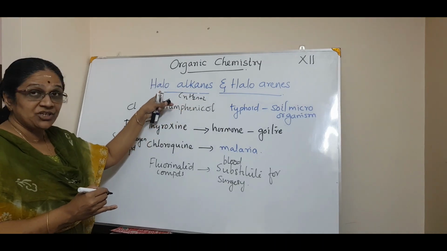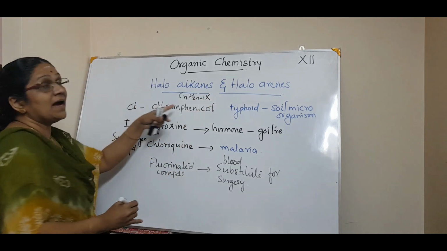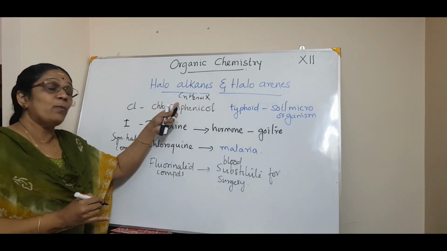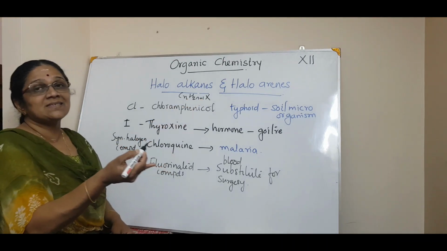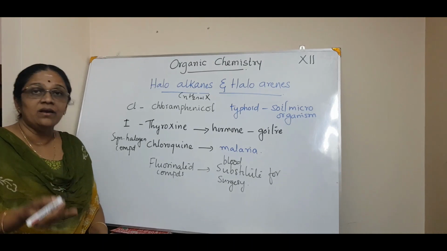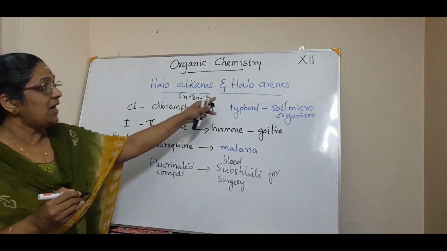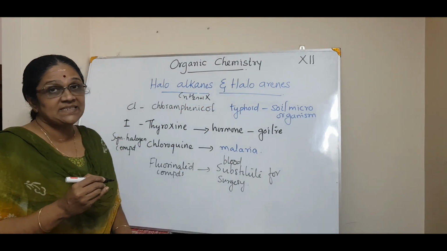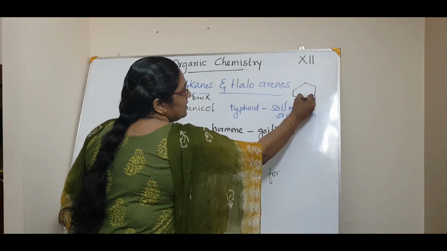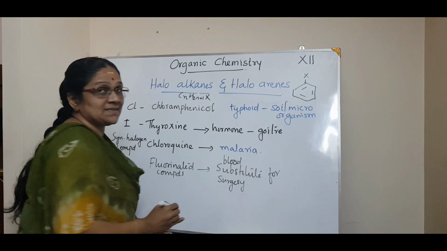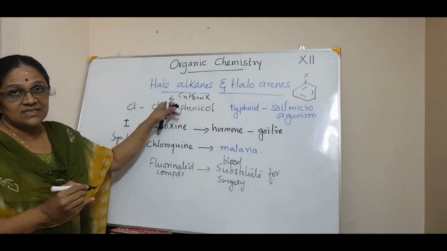When it comes to halogen, one hydrogen is replaced by the halogen atom. So the general formula will be CnH2n+1, then X. X can be any halogen like fluorine, chlorine, bromine and iodine. In the same way, haloarenes. Arenes means what? Benzene. You are mainly dealing with the benzene ring. So in benzene there is X. So that is aromatic and this is aliphatic. That's the main difference.